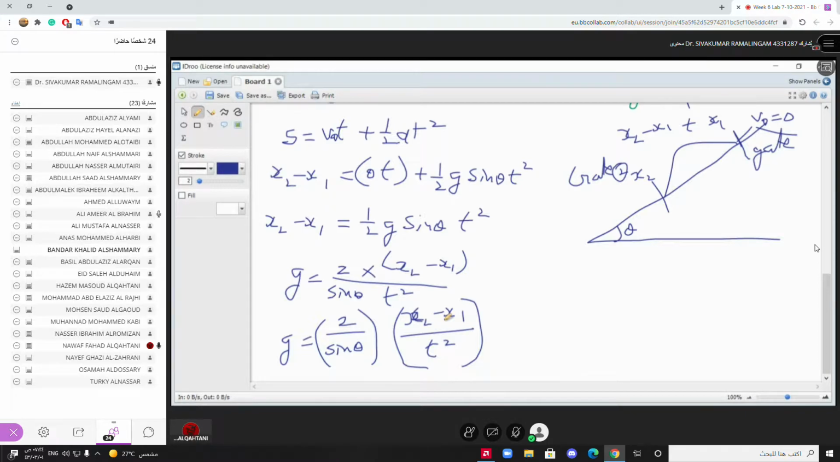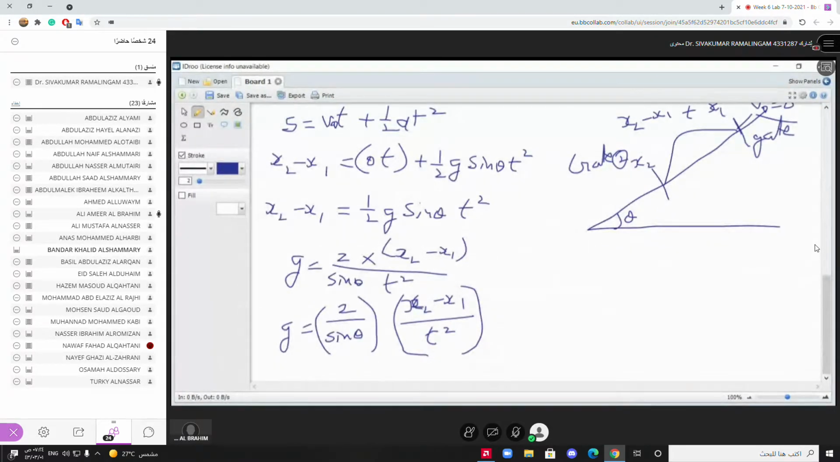Doctor, can I use the first g equals 2 times x2 minus x1? Yes. Okay. I'm going to use this formula to calculate g. Okay, Doctor. Yes. We will find only the gravitational acceleration. Yes.